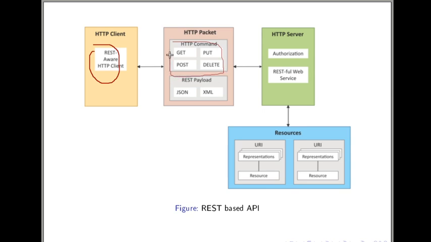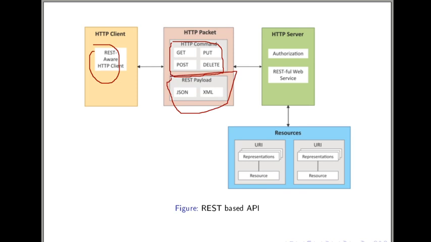For example, get is used to send the request, put is used to update some resource, post is used to create some resource, and delete is used to delete some resource. And in the HTTP packets, the payload is in the form of JSON and XML. JSON is more popular in making RESTful architecture. XML is more popular in SOA, service oriented architecture.